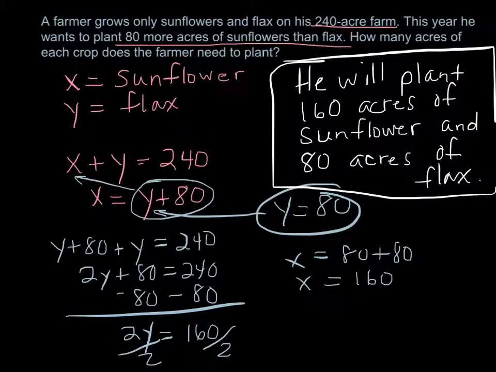Okay. Now let's just double check. Is he growing 80 more acres of sunflower if he's got 160 acres of sunflower and 80 acres of flax? Yep, 160 is 80 more than flax. Do his two crops add up to 240? 160 plus 80 is 240. So we made it right for the story problem.